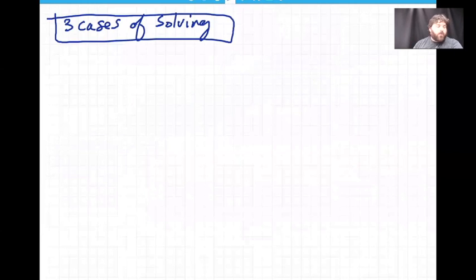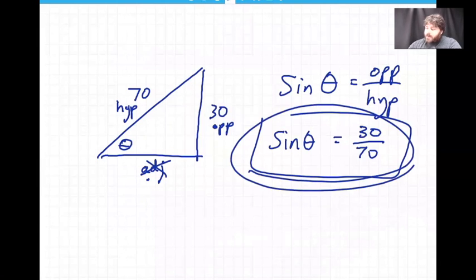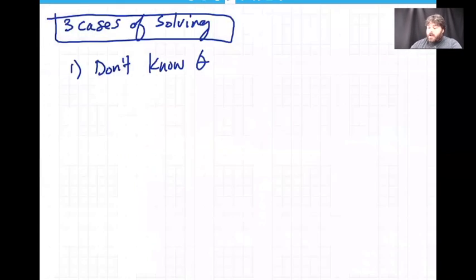Okay? So there's three cases, I guess I could say, of setting up and solving these types of trig formulas. The first case is that you don't know theta, right? That's the example that we just looked at. If you go back to this, we don't know theta in the formula. I've got sine of theta equals 30 over 70. I don't know what theta is, so we're talking about that case right now. So as an example, we could have the formula be sine theta equals 30 over 70.